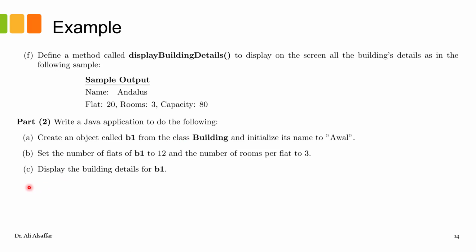Finally, in part C, we need to display the building details for B1. When we say display the building details, it means the name, number of flats, and number of rooms per flat. Remember that we cannot access the data directly, so we need to use a method to display this information. Let us go to JGrasp and see this method that displays the building details.